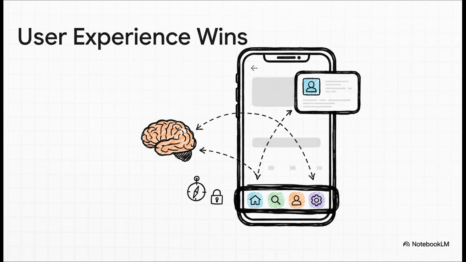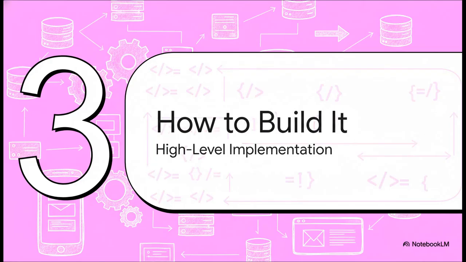And the payoff for your user is huge because those tabs are always visible. Your users never feel lost. They can jump from home to their profile without having to hit the back button a dozen times. It helps them build a clear mental map of your app. And it still lets you seamlessly push secondary screens like a details page that don't need a spot on the main tab bar. Okay, enough theory.